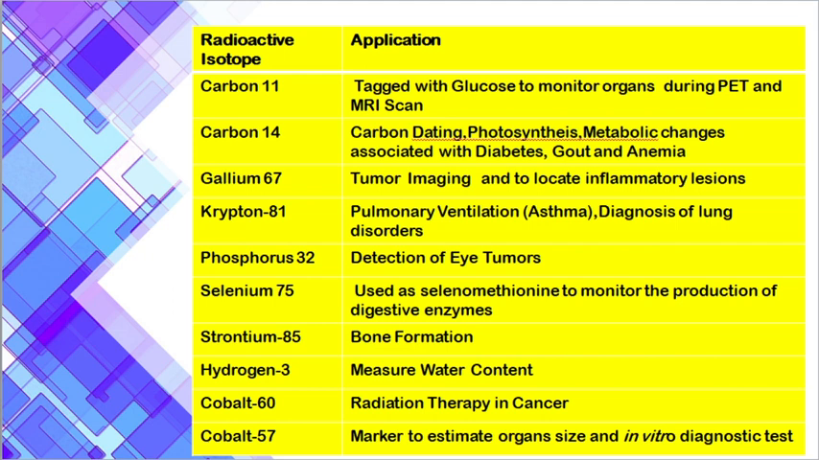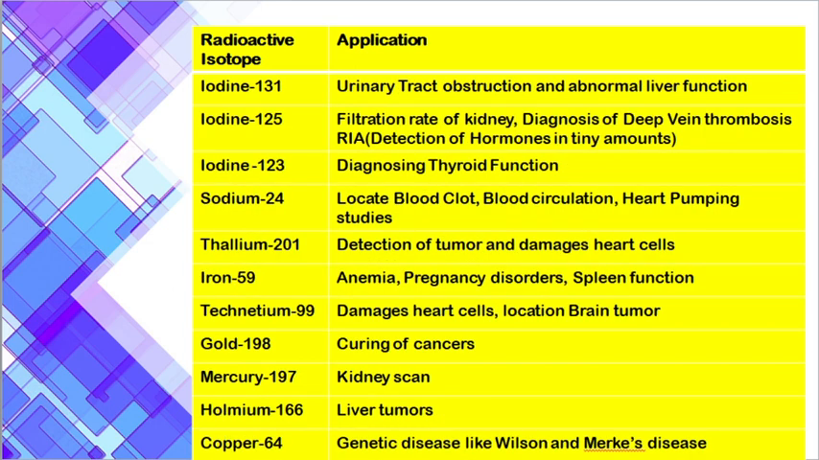Okay, next is hydrogen-3 or tritium, which is used to measure the water content in body. Next is cobalt-60, which is used in radiation therapy in cancer. And next is cobalt-57, which is used as a marker to estimate the size of organ. In addition to that, it is also used in vitro diagnostic test.